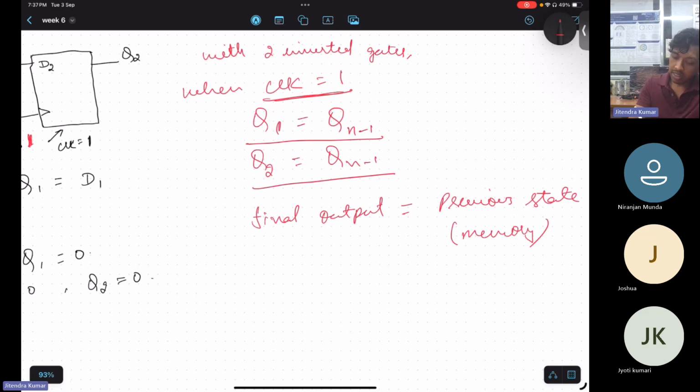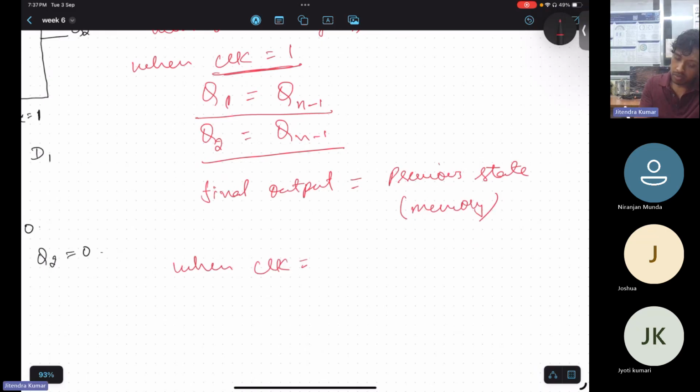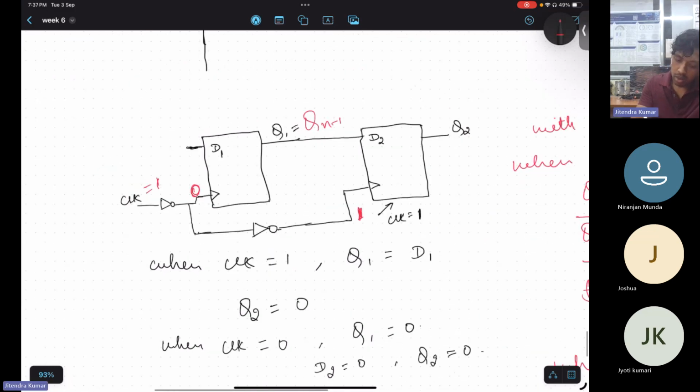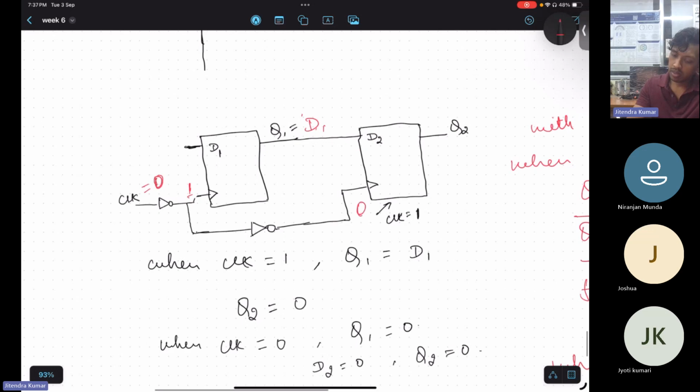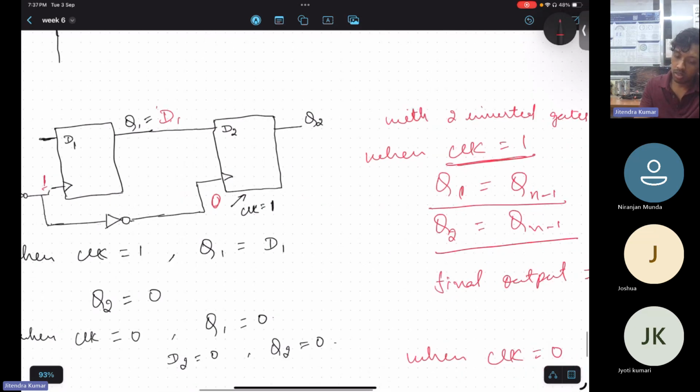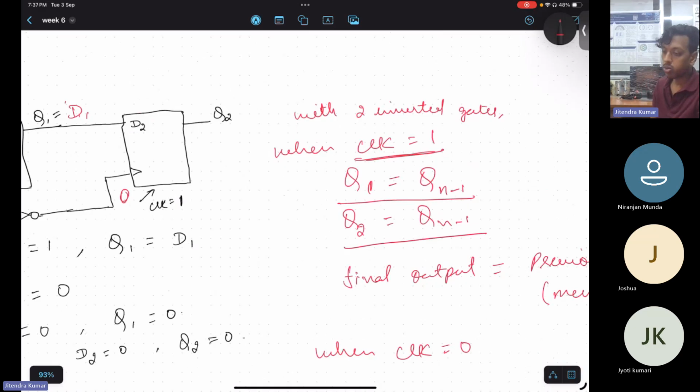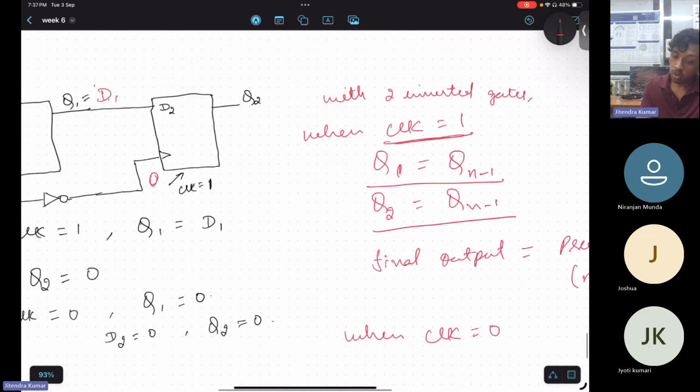Now, in the case when clock is equal to 0, it will appear here as 1. Now Q1 is equal to D1. Okay, and whenever clock is 0, it will hold memory or whatever is coming here. So Q2 will be equal to D2, which is equal to D1, or Q2 is equal to memory.